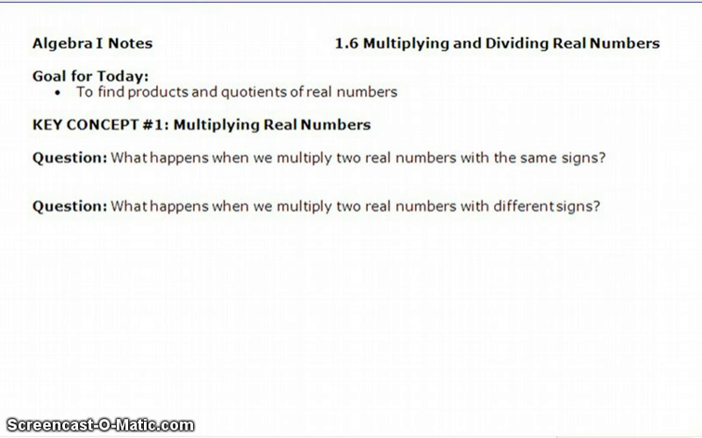Now the question we need to ask ourselves is what happens when we multiply two real numbers with the same sign? The same signs means they're either both positive or both negative. When we multiply two real numbers with the same sign, the answer is going to be positive.